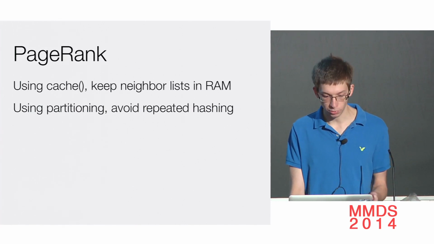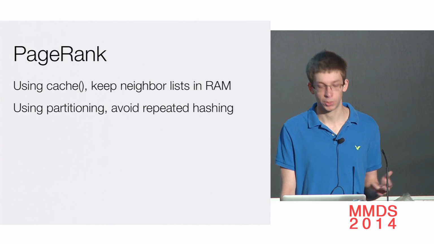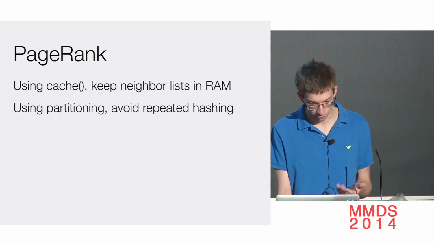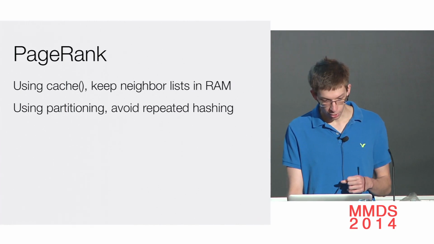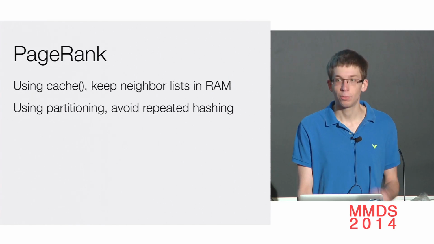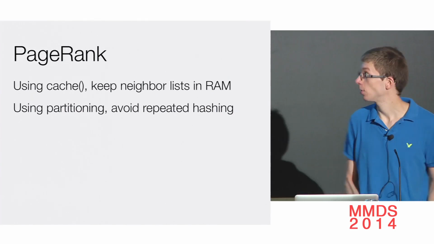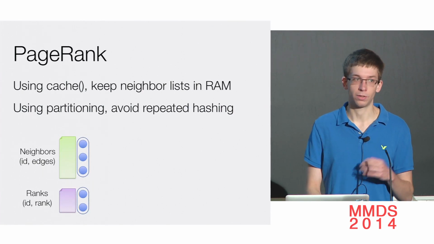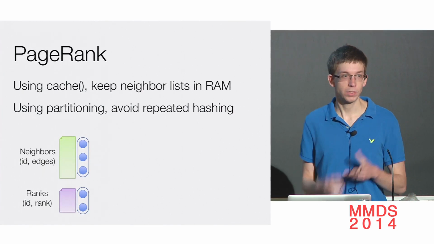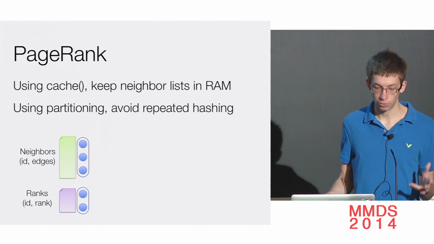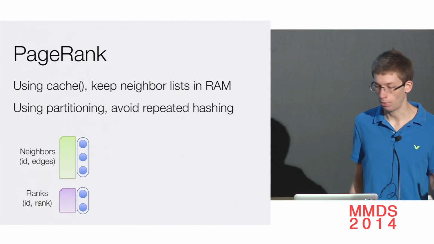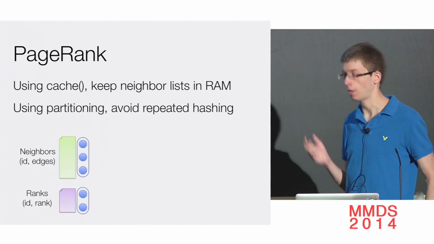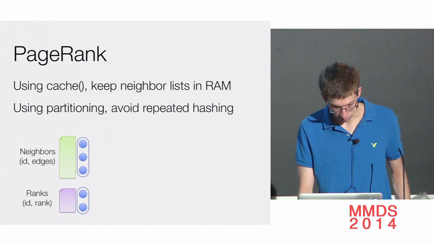So here we're going to use cache to keep the neighbors list in RAM so that we don't have to read it from disk. And we're going to use partitioning in Spark to avoid repeated hashing. So here's our initial data, the neighbors list and the ranks. And these are just files in the file system, so we can't guarantee anything about how they're partitioned. And these will be our two initial RDDs.